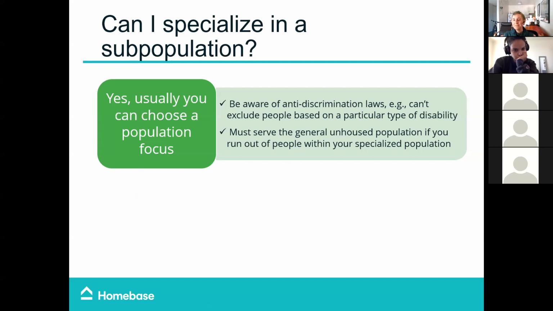And then in the event that there is no one else in the community who meets your specific population focus, which is highly unlikely, but we have to say it, say all of the youth in the community have been housed, then your project would have to switch to accepting people who are not youth, even if that's your target population.